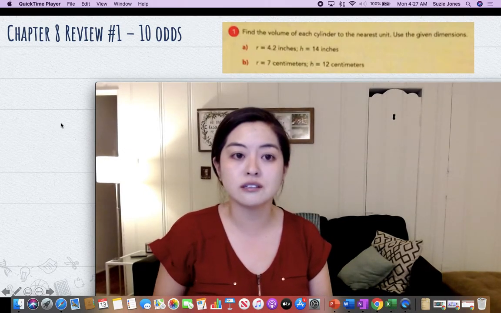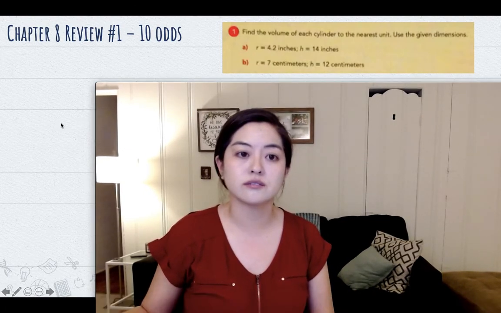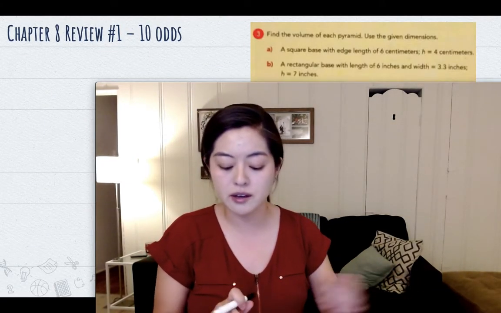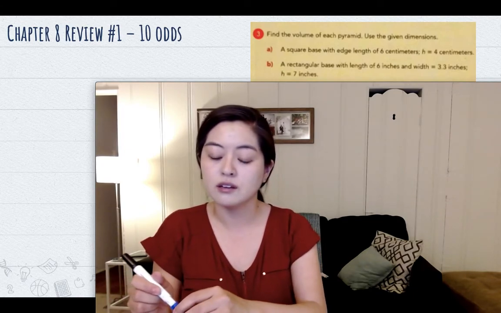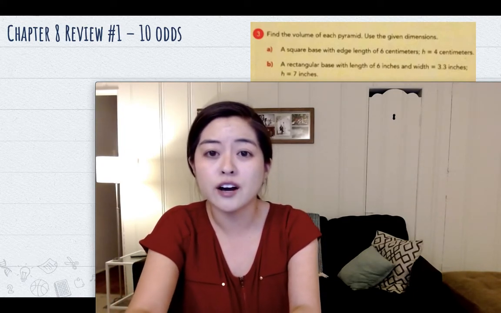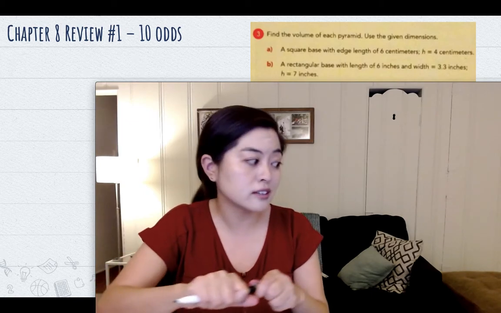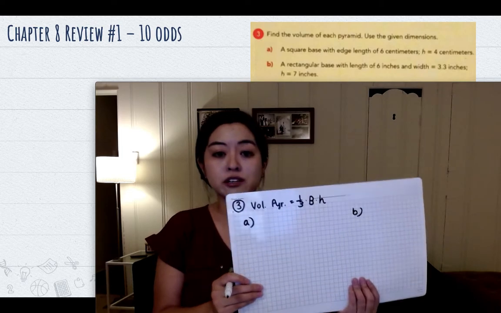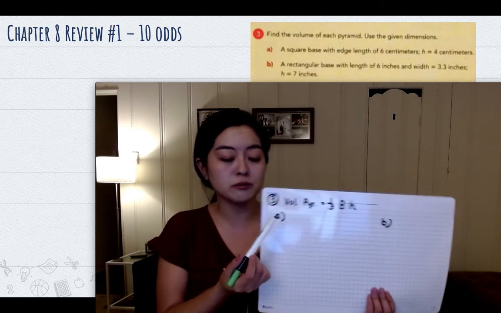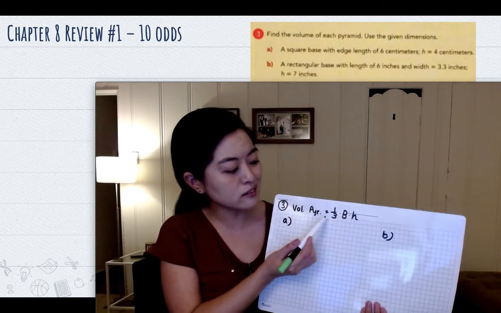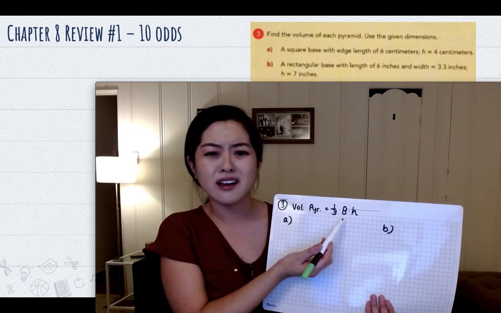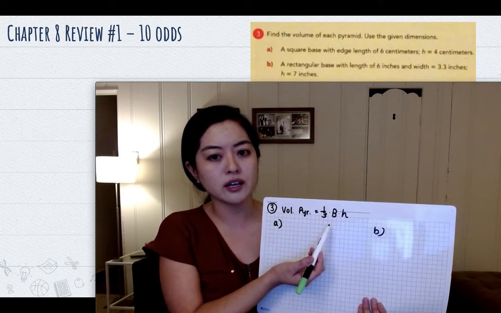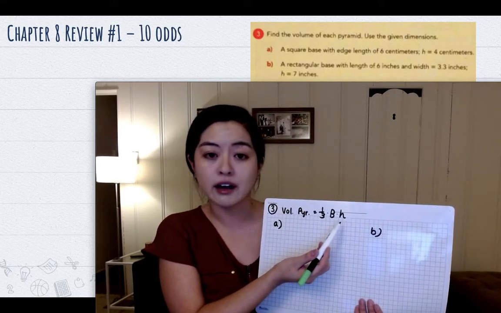Let's move on. All right. So number 3. Okay. We're going to find the volume of each pyramid with the given dimensions, okay? And so if you look at that awesome chart, you're going to see that the volume of a pyramid is 1/3 times the base of the pyramid. And the base of the pyramid might be a square or it might be a rectangle, okay? And then times the height, okay?